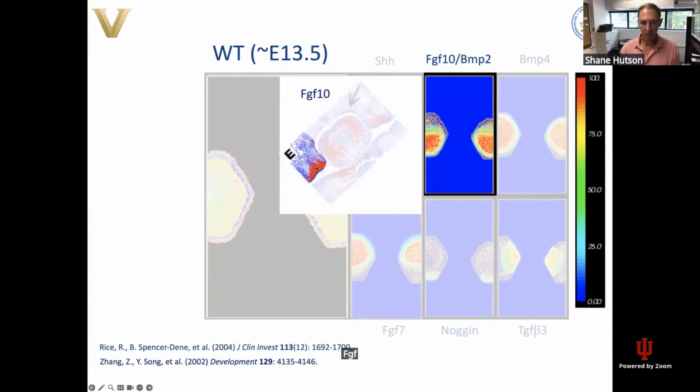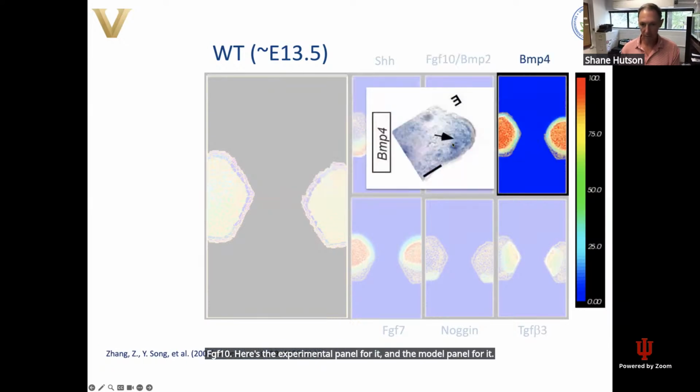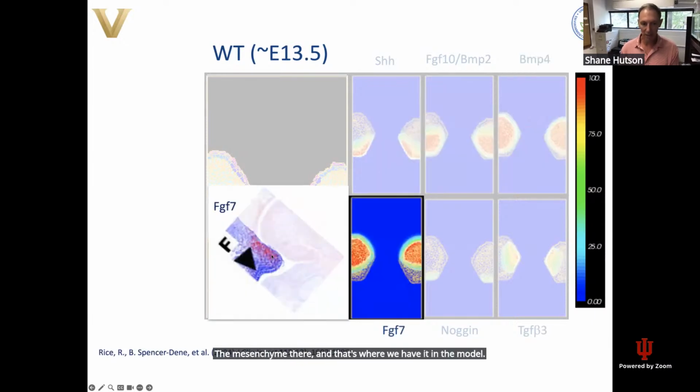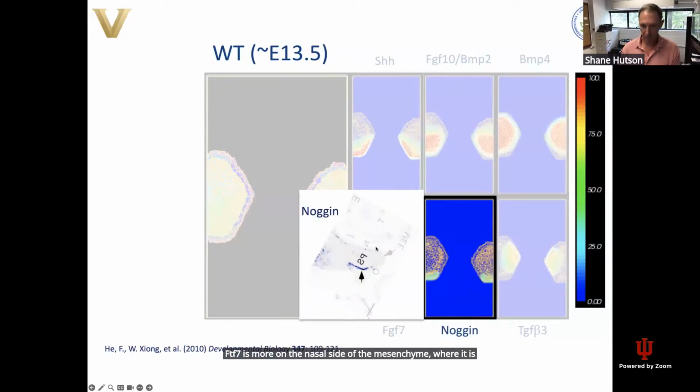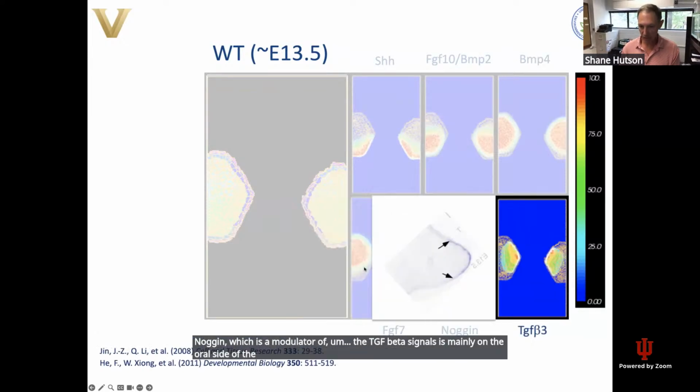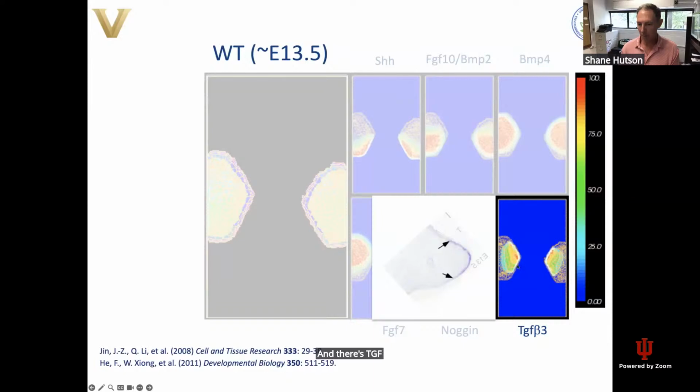FGF10, here's the experimental panel for it and the model panel for it. BMP4 is a little harder to see, but it's the darker blue stain that's sort of throughout the mesenchyme there, and that's where we have it in the model. FGF7 is more on the nasal side of the mesenchyme, where it is in the model. Noggin, which is a modulator of the TGF beta signals, is mainly on the oral side of the palate shelves. And there's TGF beta that's coming up from the epithelium there in the middle.